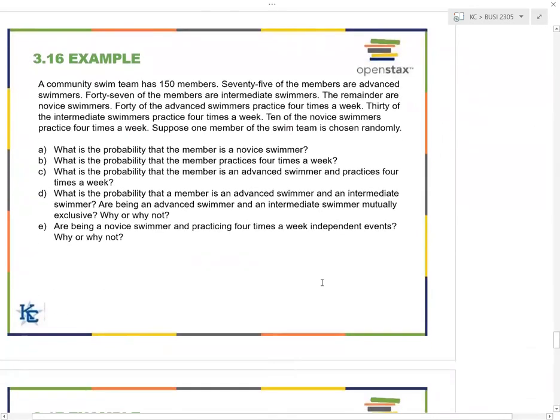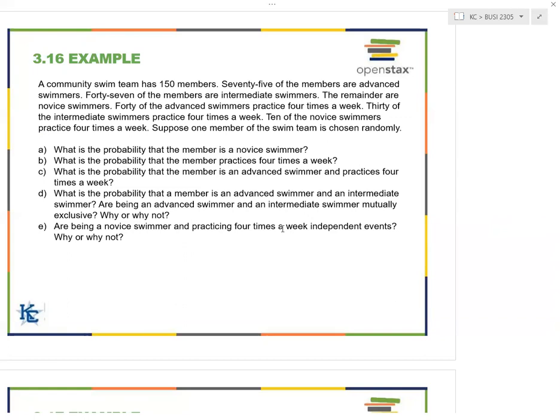So let's look at this example here. A community swim team has 150 members. 75 of the members are advanced swimmers. 47 of the members are intermediate swimmers. The remainder are novice swimmers. 40 of the advanced swimmers practice 4 times a week. 30 of the intermediate swimmers practice 4 times a week. 10 of the novice swimmers practice 4 times a week. Suppose one member of the swim team is chosen randomly.